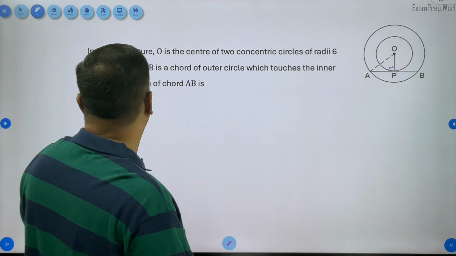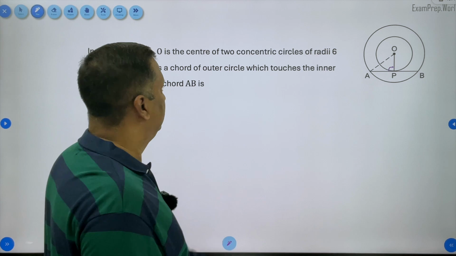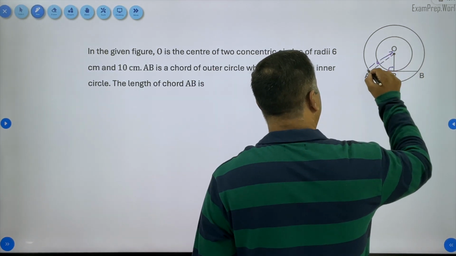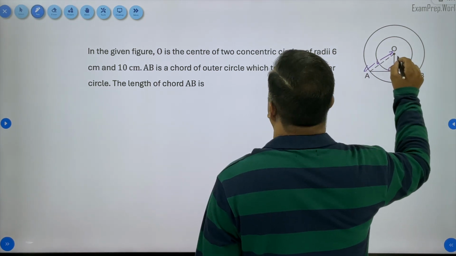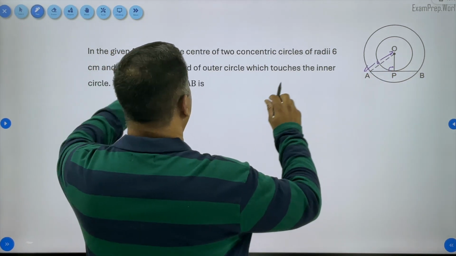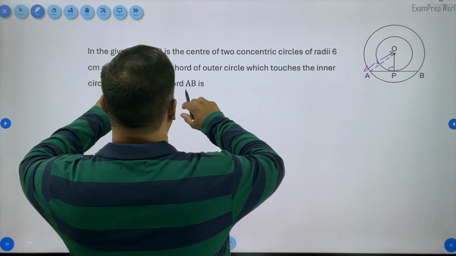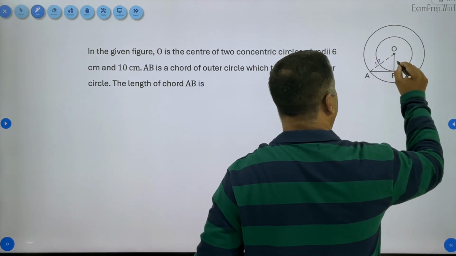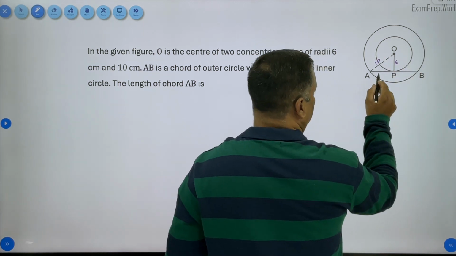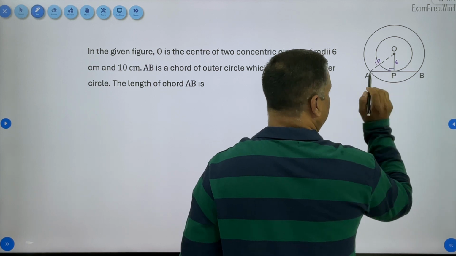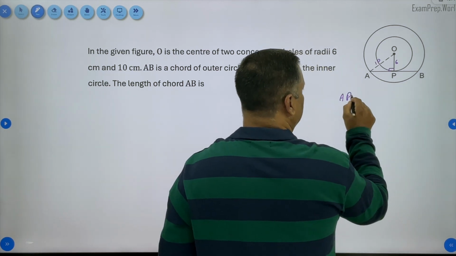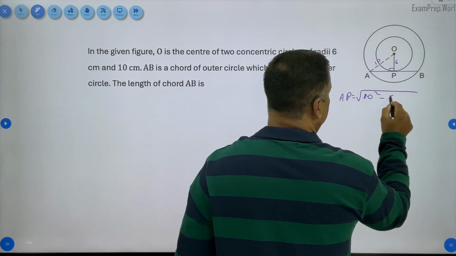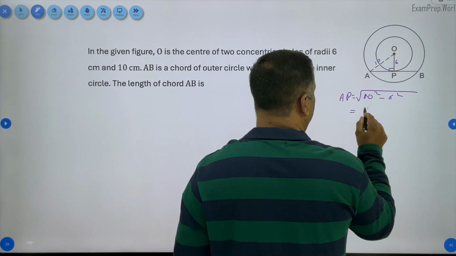Now, they are asking the length of chord AB, and the bigger radius is 10 and the smaller is 6, obviously. So as per Pythagoras theorem, this is 90 degrees. So how much will be AP? AP will be equal to root of 10 square minus 6 square. 100 minus 36 is 64, which is 8.